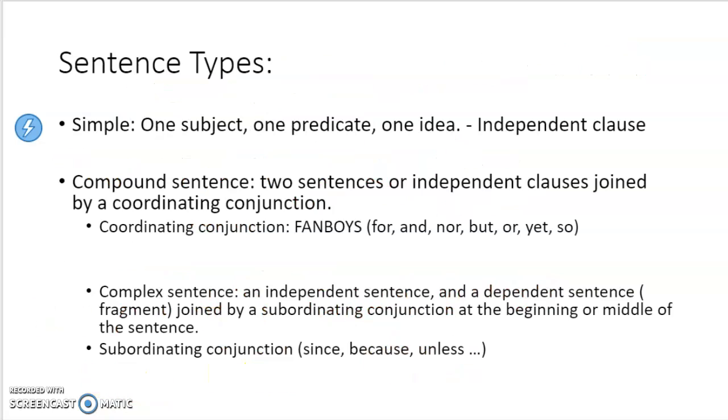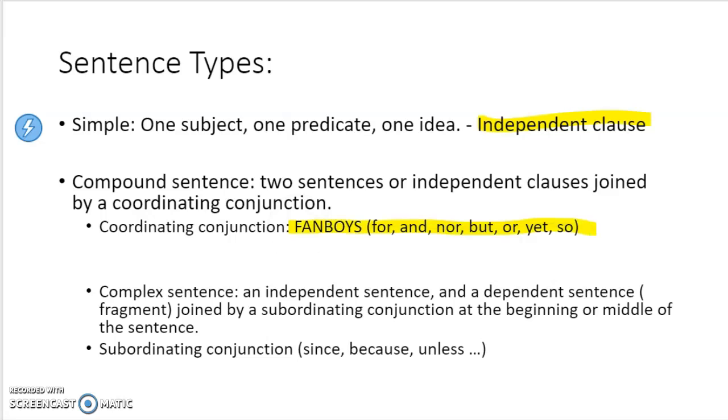All right, going to the next one, which is sentence type. The simple sentence has one subject and one predicate. It's one idea, and this whole thing is known as one independent clause. A compound sentence is two sentences or two independent clauses joined together by a coordinating conjunction. The coordinating conjunctions are the acronym FANBOYS. F standing for for, A standing for and, N standing for nor, B standing for but, O standing for or, Y standing for yet, and S standing for so.